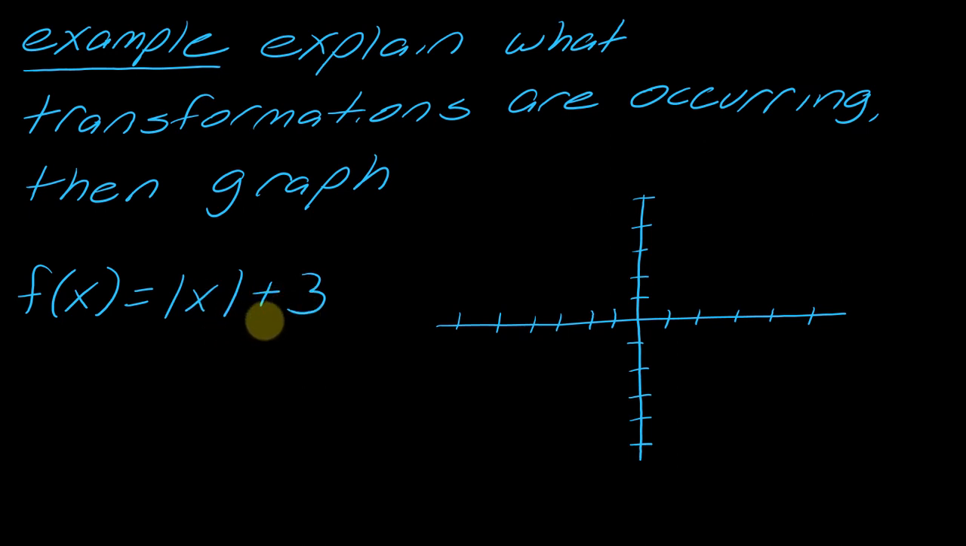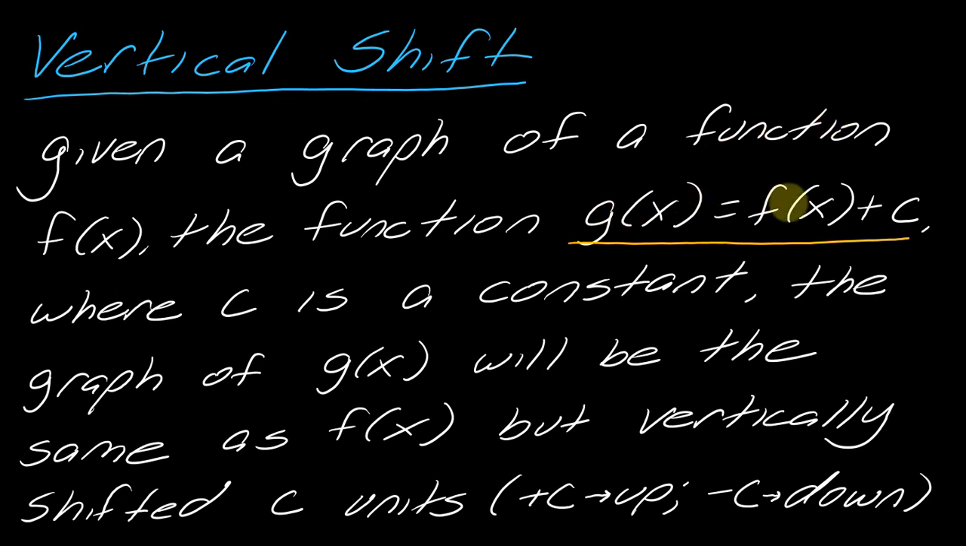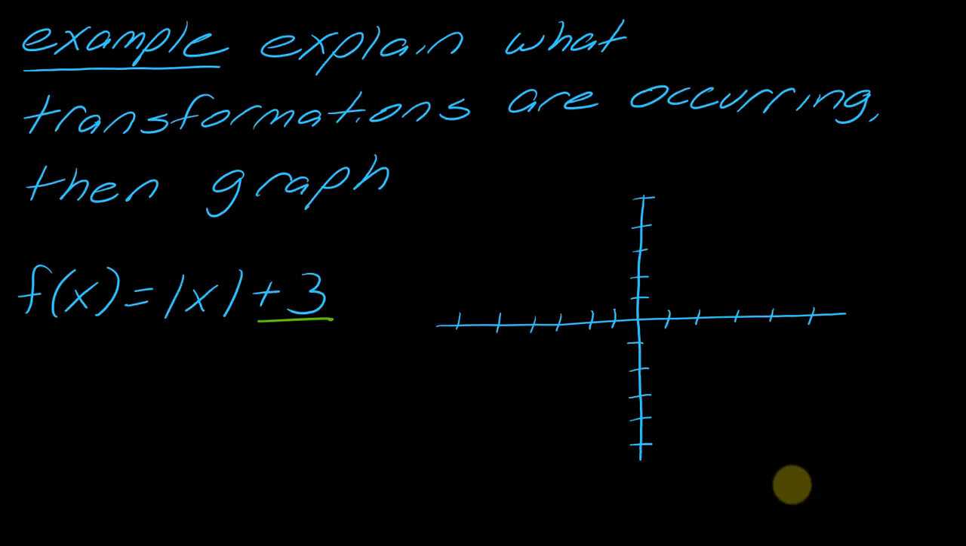So this number, would we consider this number inside of the function or outside of the function? This falls outside, so when it falls outside, it is going to fall into this vertical shift category. And so remember, with vertical shifts, plus c means up, minus c means down. So when I look at this, this is going to be the absolute value of x shifted up 3. Okay, so that's the first part of this.